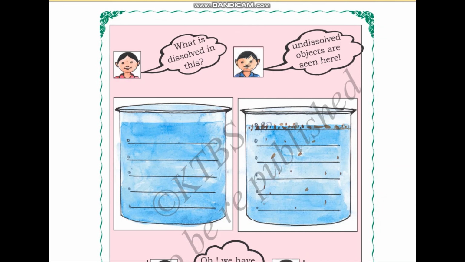The next activity is similar. You have to write soluble and insoluble objects. In the first one, the clear glass beaker, you have to give examples for soluble objects. I will give sugar as an example. In the next one, you have to give examples for insoluble objects which are undissolved here. I will give pieces of glass. You can give the rest of the examples here.